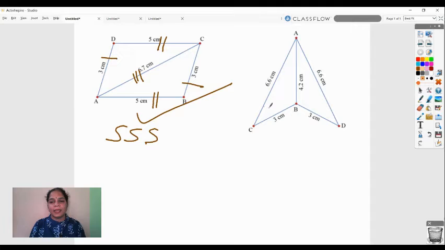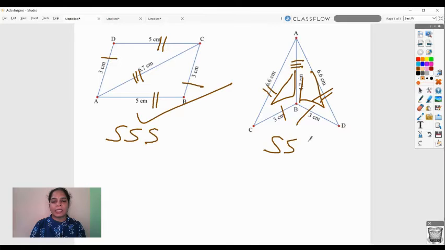Let's come to this. Again, here also we have this side equal to this side and this side equal to this side. And the third side is a common side for both these two triangles, right? So even here, SSS is met. So these two triangles are also congruent.